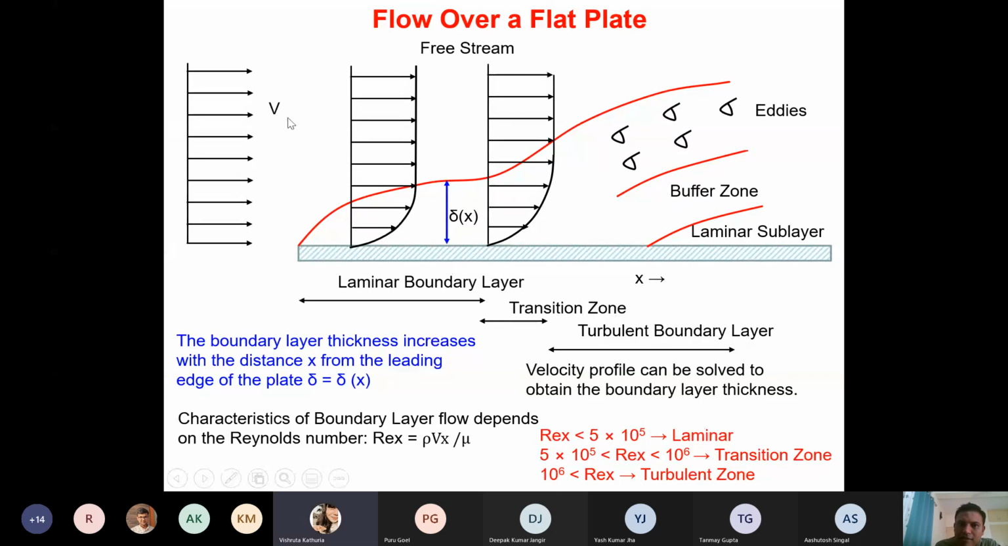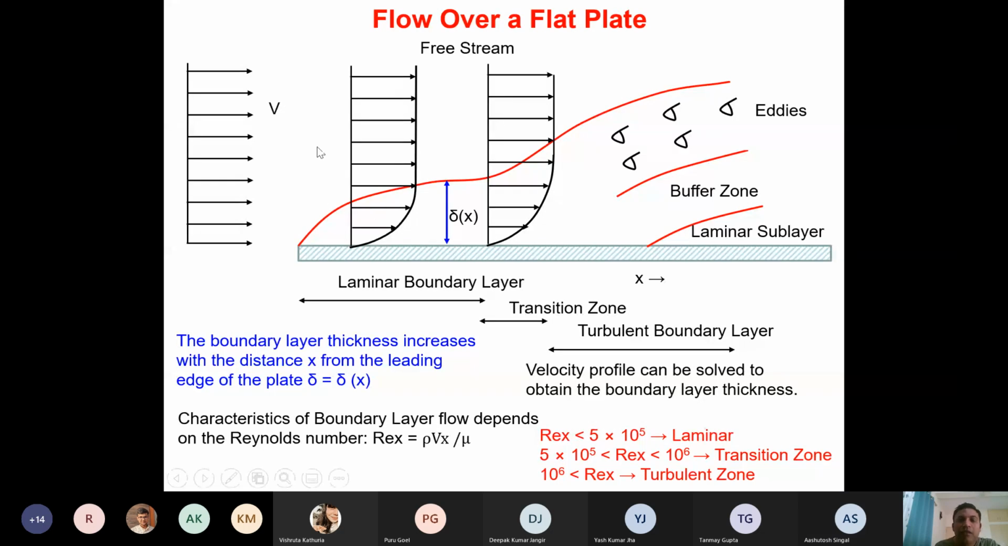Sir, is the pointer moving? Yes, I am moving. Sir, your pointer is not visible; I'm not able to see it. Maybe it's some problem at my end. Yes, probably the internet connection at your end might not be good.